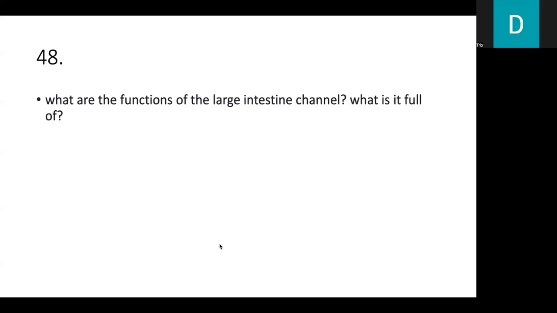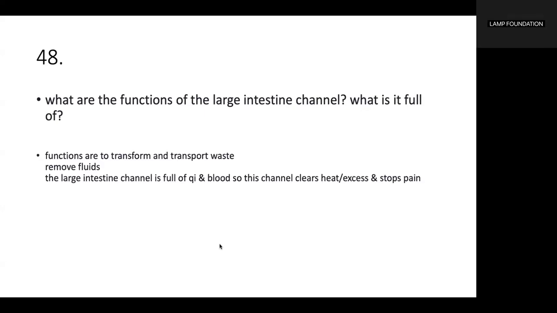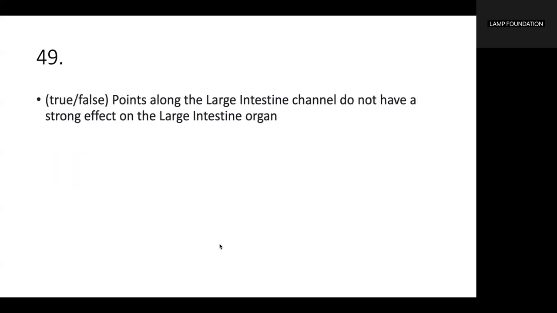What are the functions of the large intestine channel? What is it full of? Functions are to transform and transport waste, remove fluids. The large intestine channel is full of qi and blood, so this channel clears heat and excess and stops pain. That's why it's called Yangming, where the qi and blood are so concentrated.